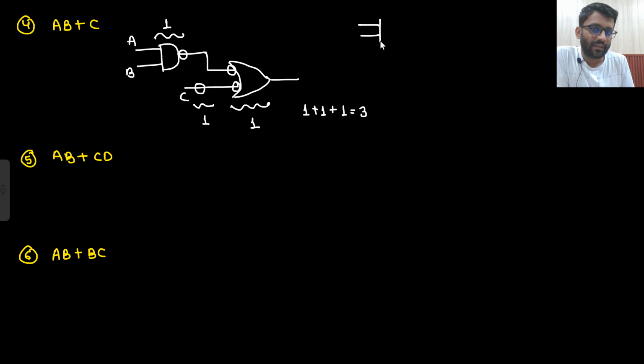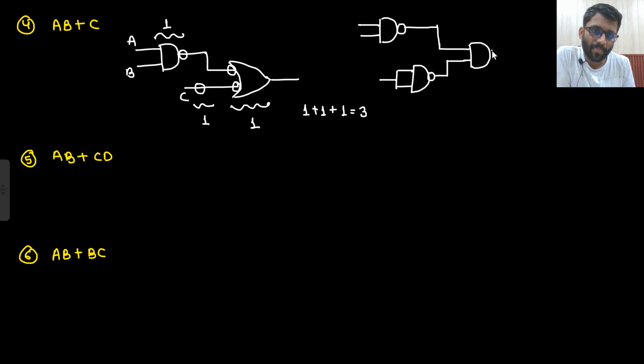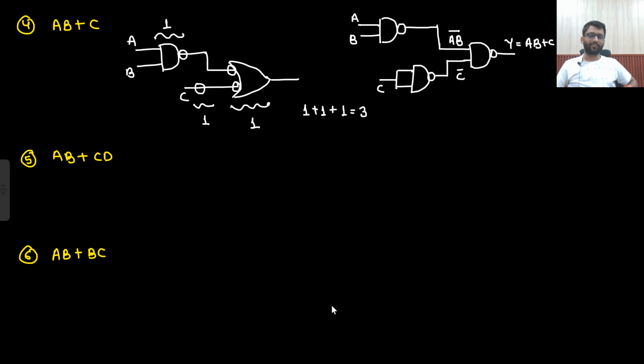Yes. Look, again and again I will not be making it, but you will be uncomfortable now, right? So C will come as C bar. This is A, this is B, this is C. So C bar is coming here and this is AB bar. So here what will come? Y is equal to AB plus C. So this is how you need to proceed in the problem.